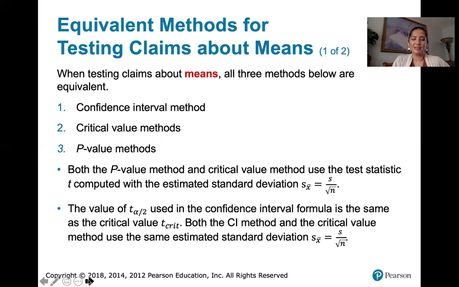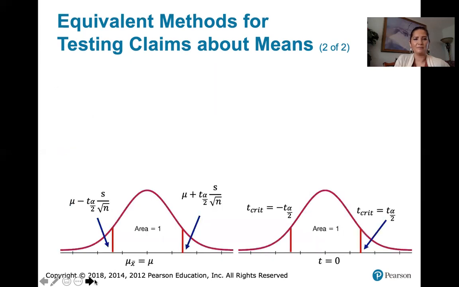Well, that's the same estimated standard deviation that we used in our confidence interval method. Also note that the t sub alpha over 2 that you're using in your confidence interval formula is the same as the value of the critical value of t. So when you compute those areas in the tails for that critical region associated with that critical value of t, that's going to be the same area in the tails that is associated with the t sub alpha over 2 in the confidence interval method.